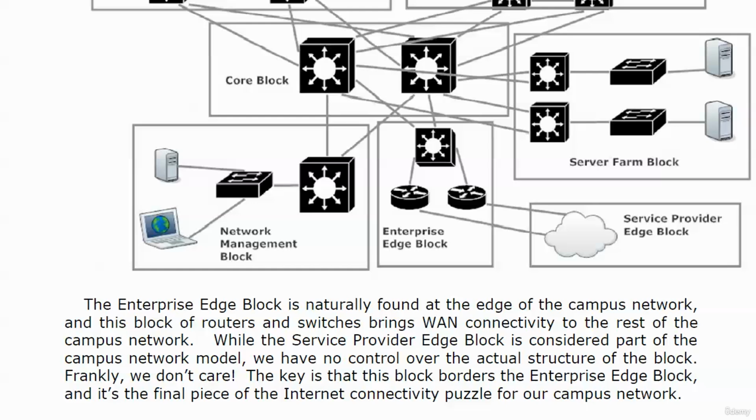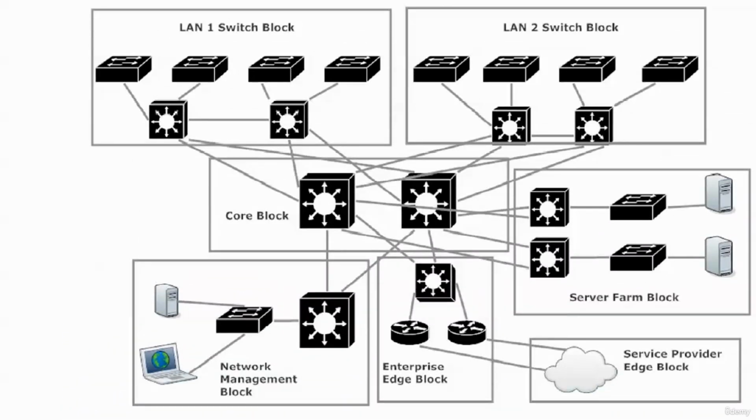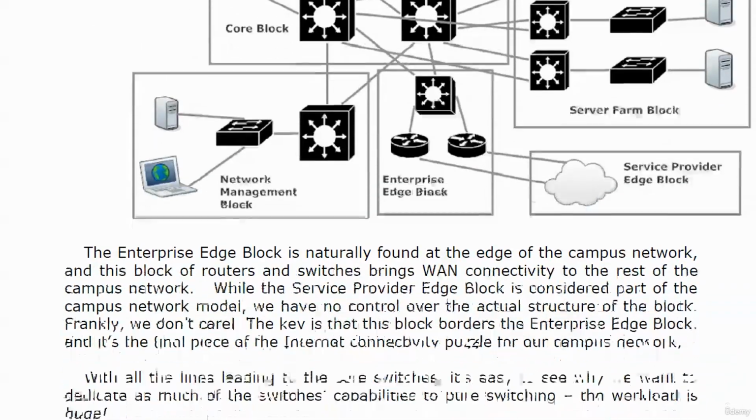Now, while the Service Provider Edge block is considered part of the campus network model, we have no control over the actual structure of the block. Frankly, we don't even care about the actual structure of that block. We got enough to do. But the key is that this block borders the Enterprise Edge block, and it's the final piece of the internet connectivity puzzle for our campus network. And as you can see by now, we've got a lot of lines leading to those core blocks, right? A lot of cabling going on, and you just get an idea of the sheer workload that core switches have to handle. So that's why I was hitting you over the head earlier about, you know, we want to say routing. We don't want routing done on these babies if we can get away with it.